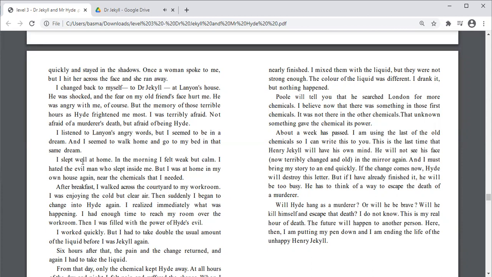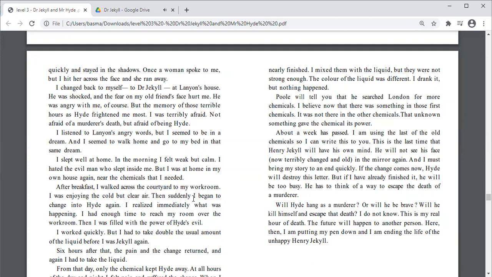I slept well at home. In the morning, I felt weak, but calm. I hated the evil man who slept inside me, but I was at home in my own house again, near the chemicals that I needed. After breakfast, I walked across the courtyard to my workroom. I was enjoying the cold but clear air.